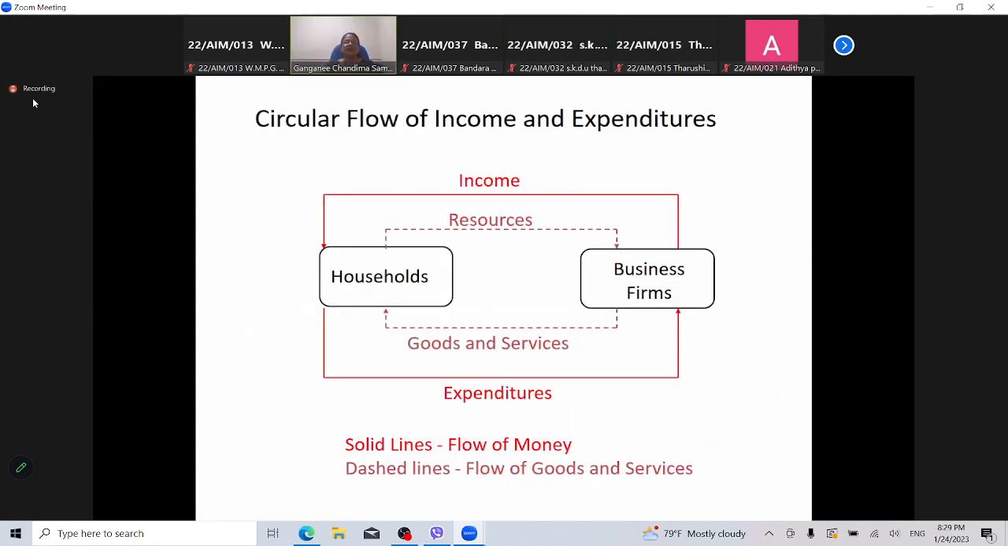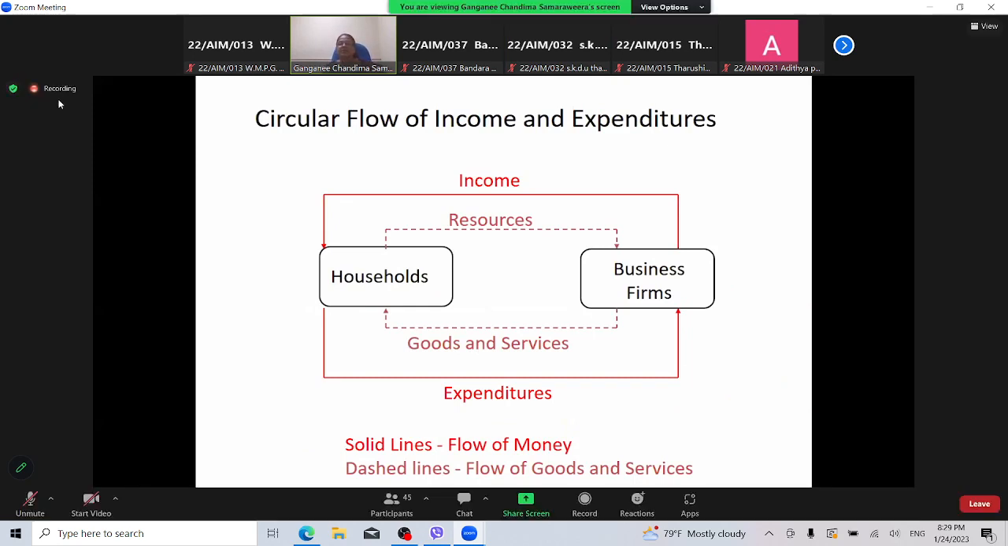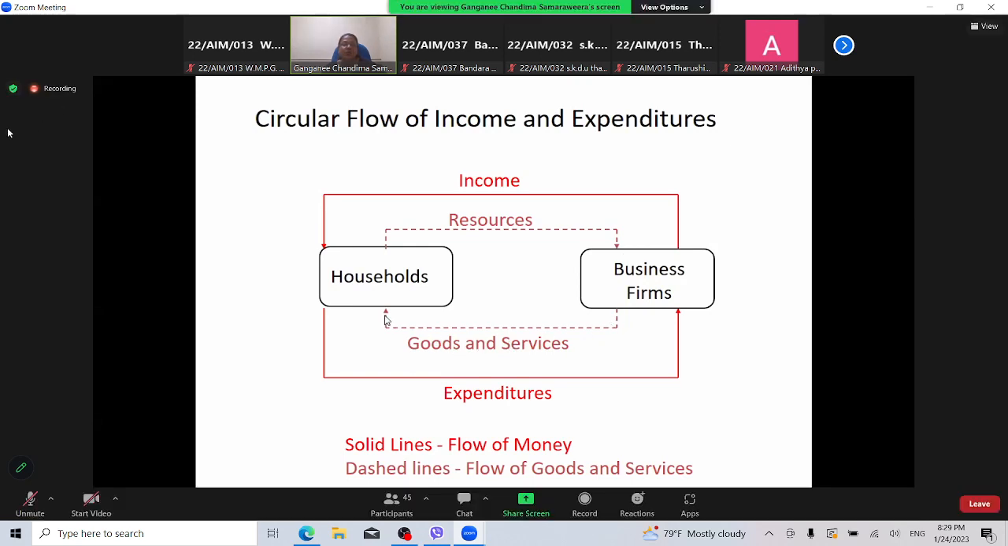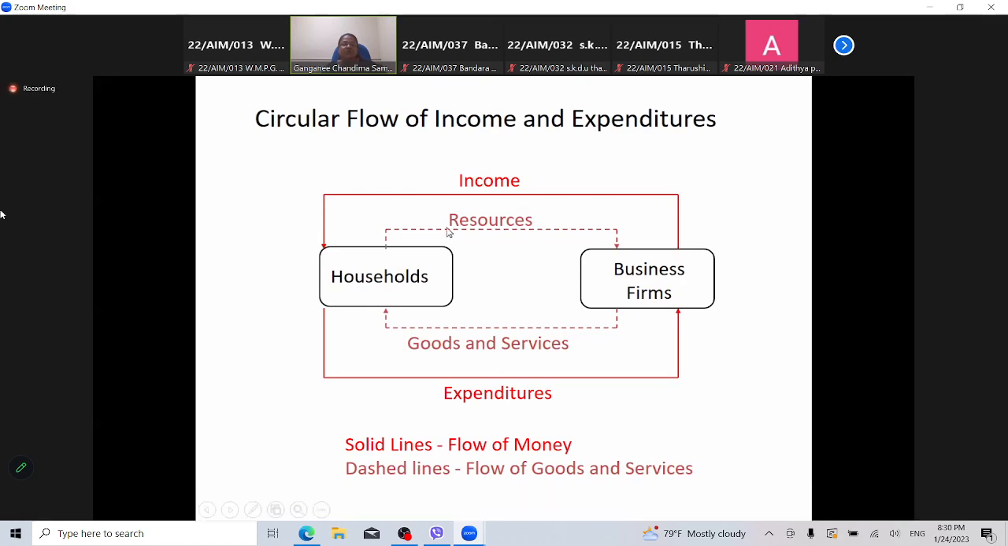So this is a somewhat simple model. You can see households and business firms. From the business firms, goods and services are moving to households. Then households will provide resources, basically labor resource, to the business firms. Business firms will give money as income to the households.